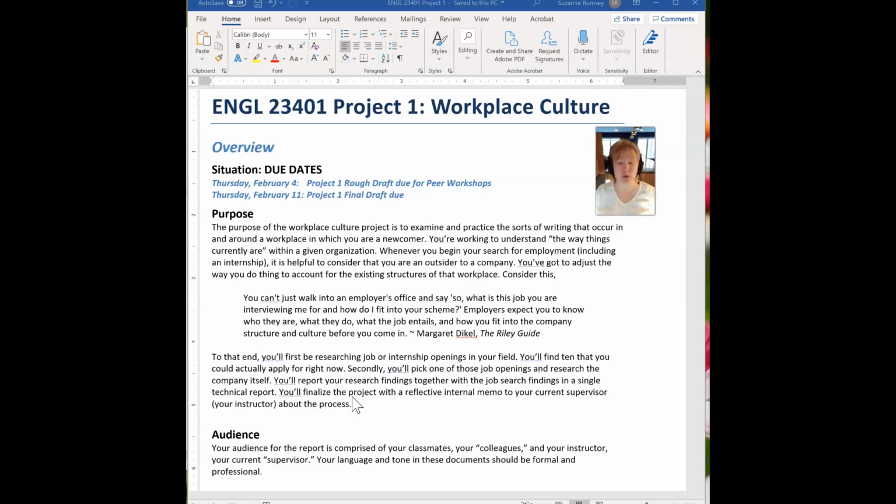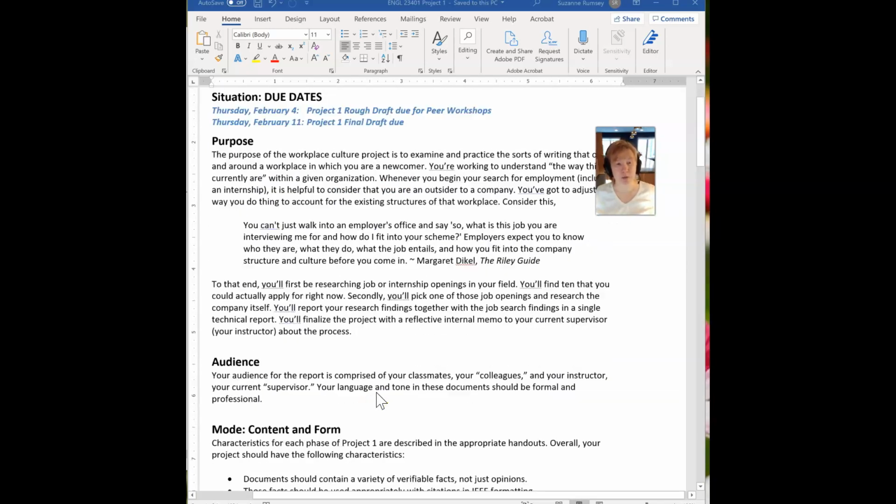I want to draw your attention to the quote here by Margaret Deichel. You can't just walk into an employer's office and say, "What's this job you're interviewing me for and how do I fit?" Right? You have to go in prepared. The job market for engineers is always pretty good, let's be honest. However, to get a good job that is going to pay you well and you're going to be satisfied with, you need to go in more prepared than that rather than taking the low-hanging fruit. And so my encouragement to you is to actually get to know a company and its products and how the company works in much more detail so that at the interview you can impress them with your knowledge of their company.